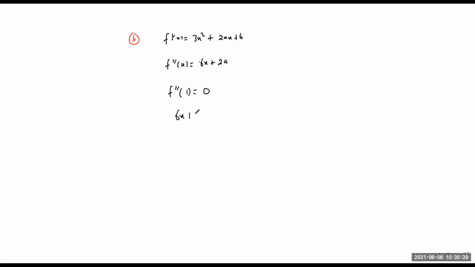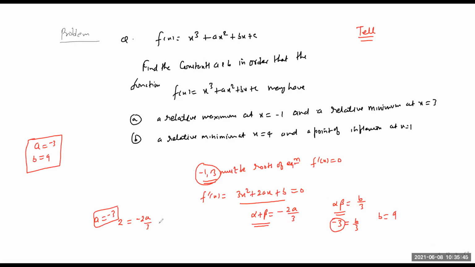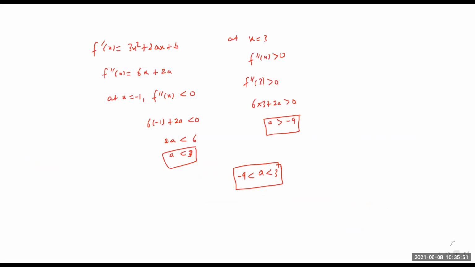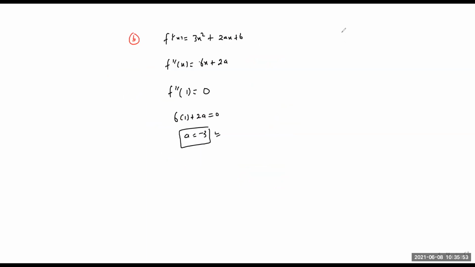So 6x + 2a, sorry. So this will give you 6 into 1 plus 2 into a equals 0. So a equals -3, which is correct. So we got -3 in the first case also. This is also giving me -3, and the B case is also giving -3 here. So a is -3.